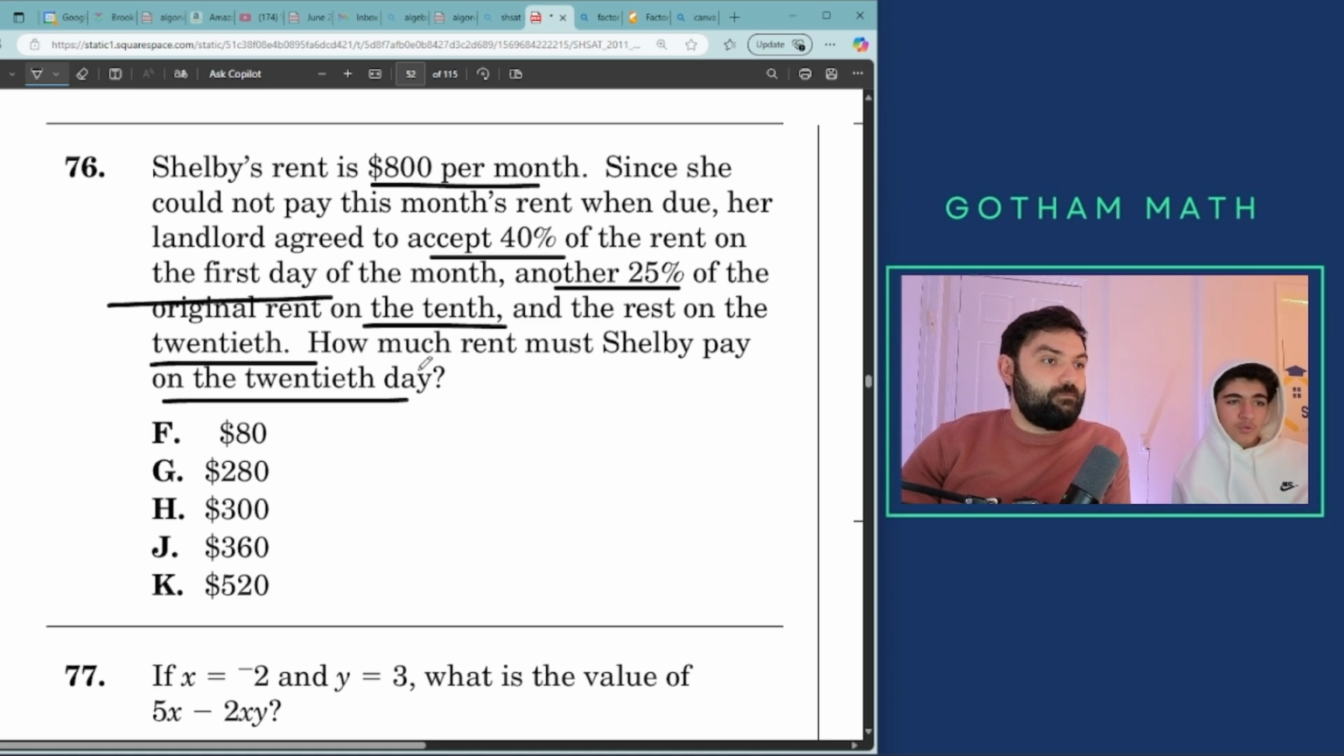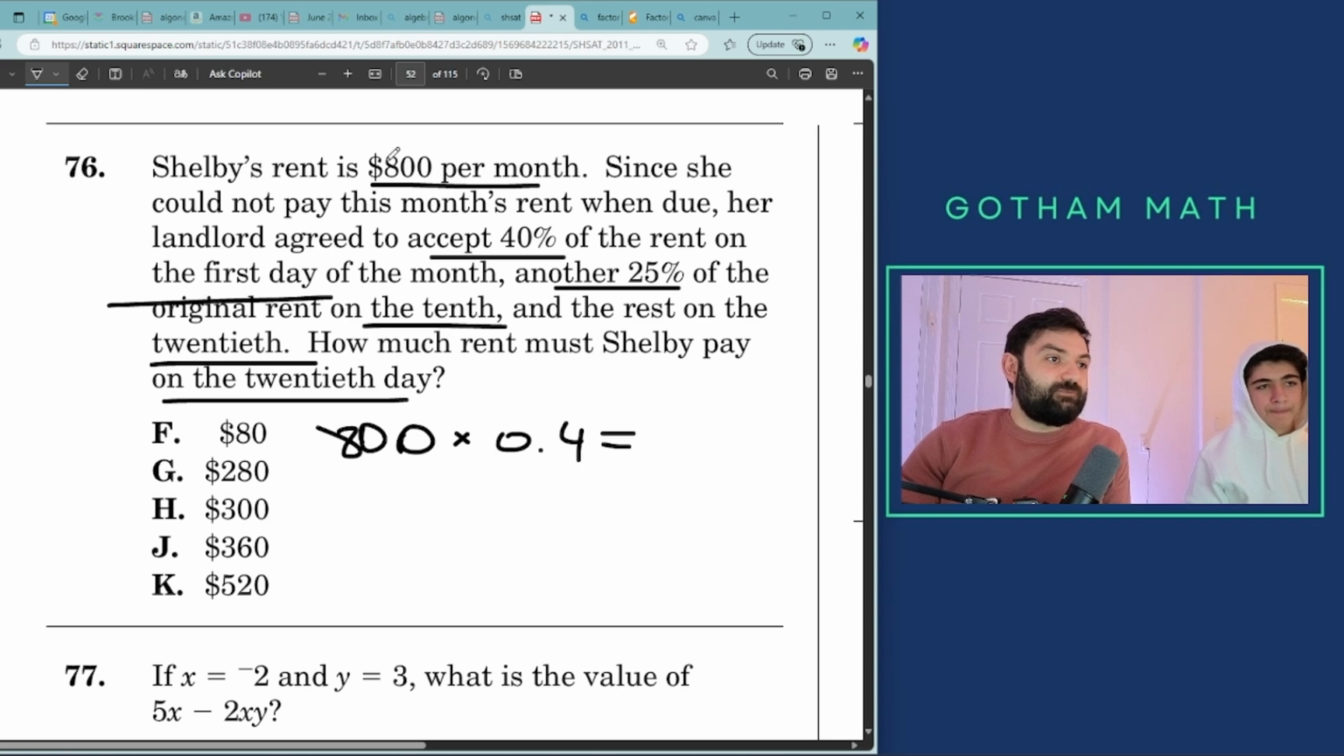So what I did was, at first I found 40%, because the landlord accepted 40%. How much is it? I don't remember, like 200. No. You have to know how to calculate this. It's 800 times 0.4, which is technically just multiplying 8 times 4, which is 32, right? With an extra 0. 320. And then I found 25%.